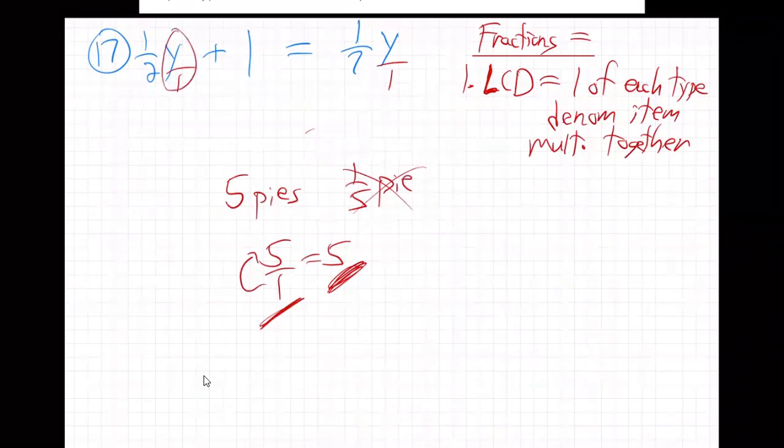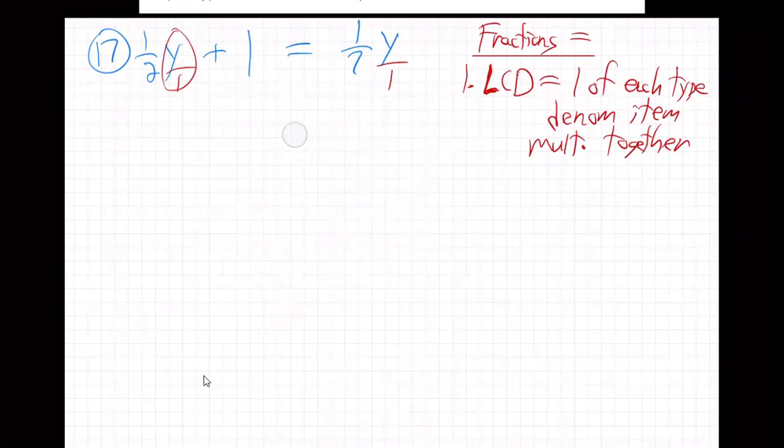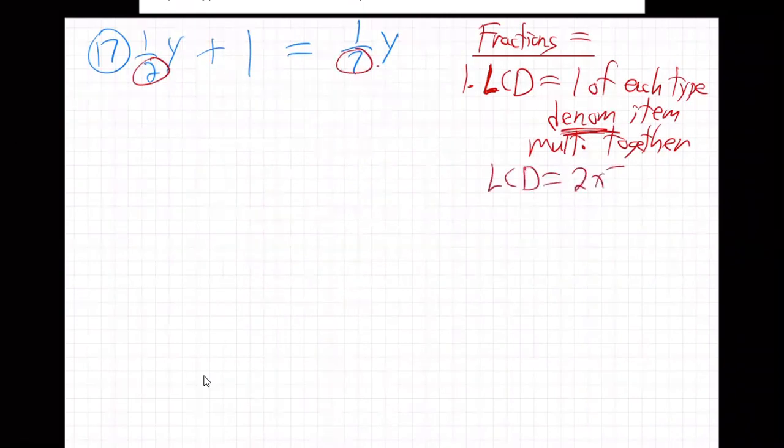So the same thing goes for y. Letters are just numbers we don't currently know. So any letter alone or number alone is really over 1. It's really in the top, not in the bottom. And that makes an important difference because right now we're looking closely at what's in the bottom and what's not. So then getting back to this problem, what are the denominators here? Well, it's just the 2 and the 7. So the LCD then is just 2 times 7, 14.